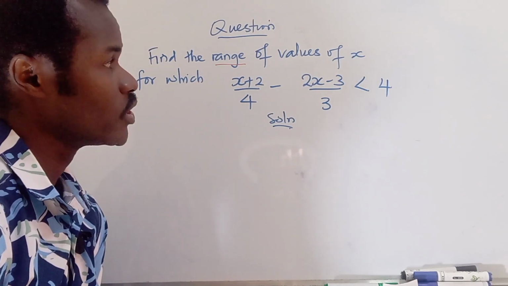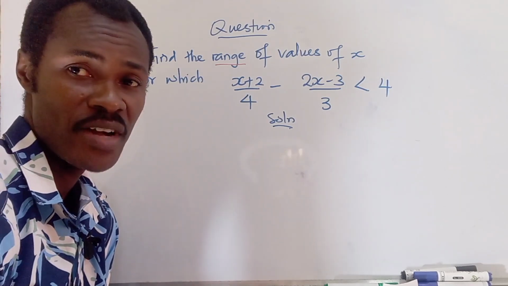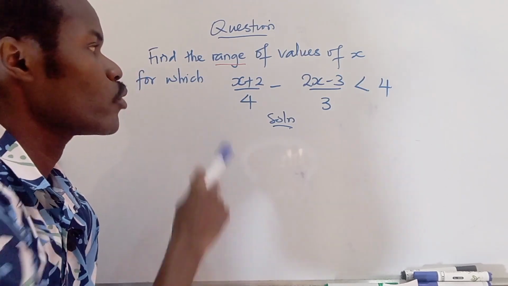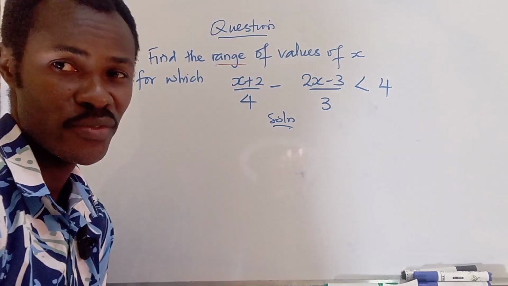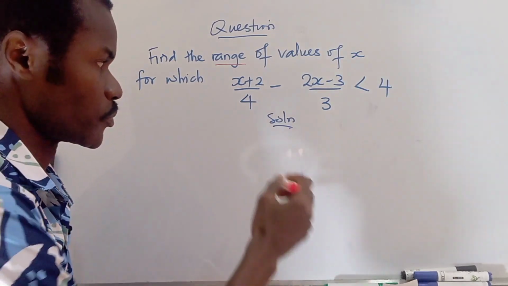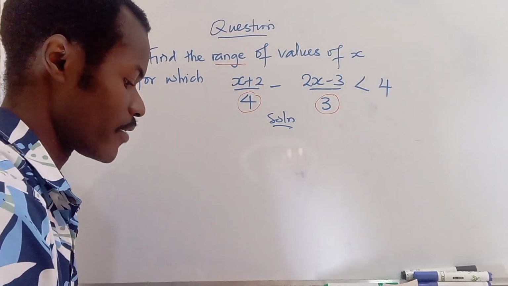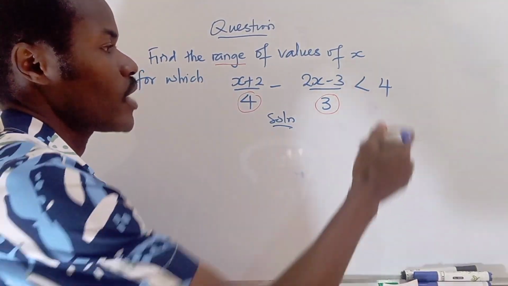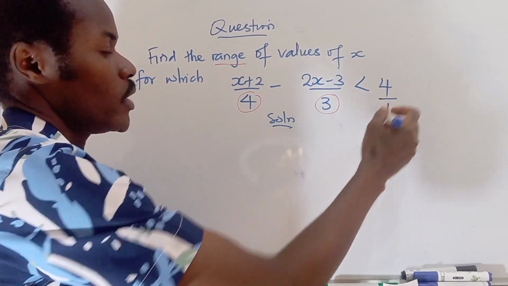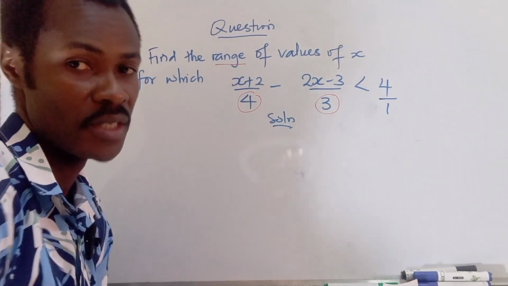So we have a question on the board on statistics, on range. The question says we should find the range of values of x for which this is less than 4. Now I can observe we have denominators here, so we can also have a denominator here. We can call this 4 over 1. Now, the basic thing is you want to remove these denominators.